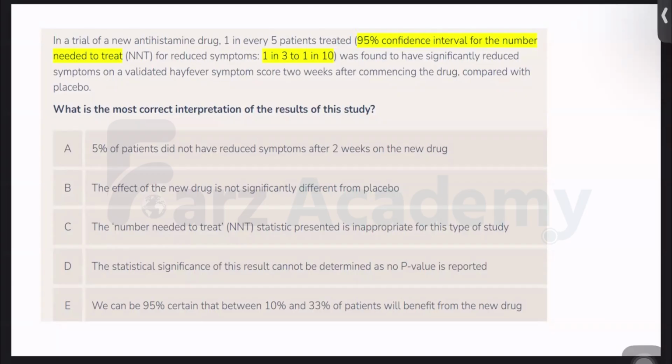So 1 in 3 to 1 in 10 is 10 to 33, 95%. See the option E. We can be 95% certain or confident or sure that between 10 to 33% of patients will benefit from the new drug.